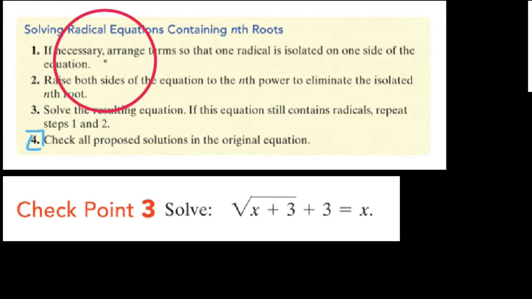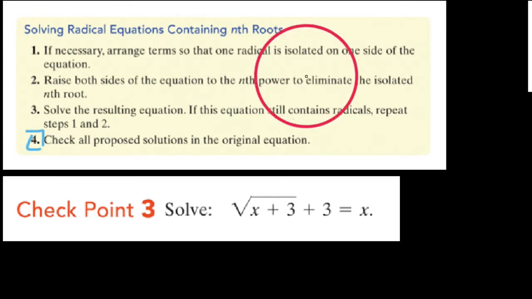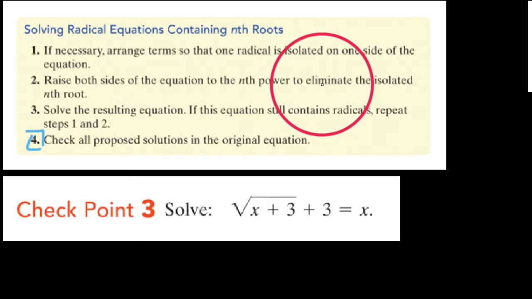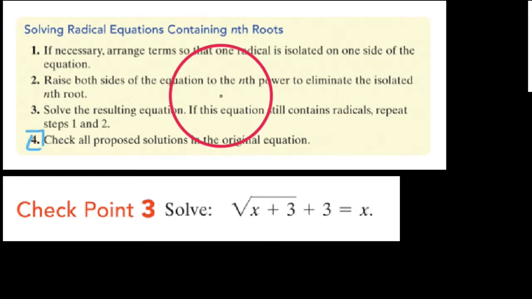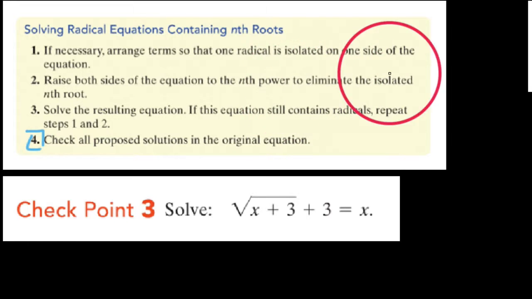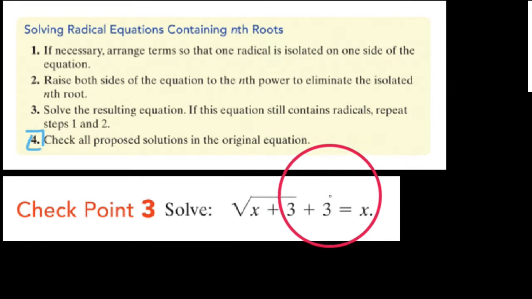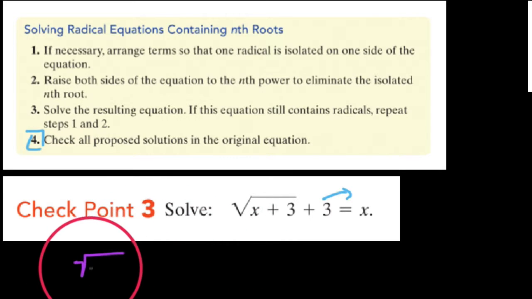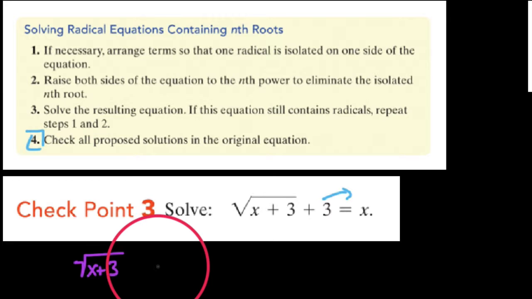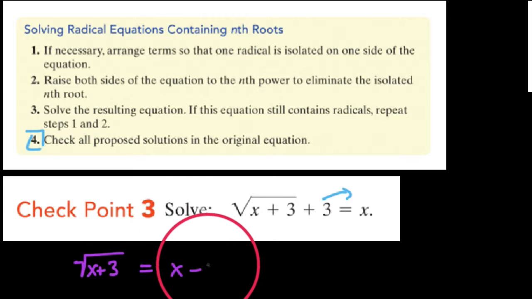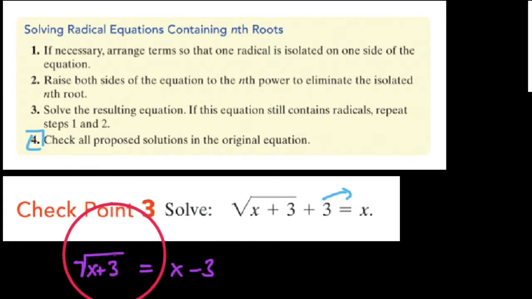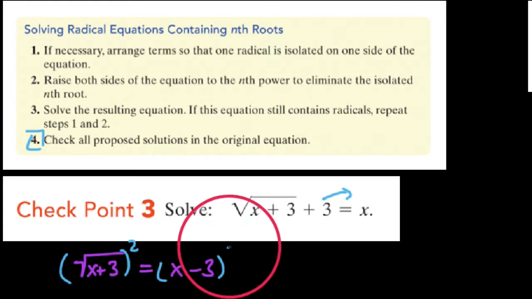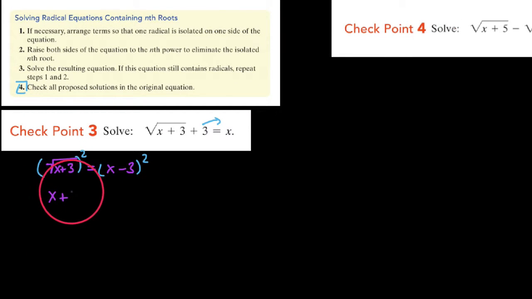It says, if necessary, arrange the terms so that one radical is isolated on one side of the equation. And then step 2 is basically raise both sides of the equation to the nth power to eliminate the isolated nth root. So on this first equation, I'm going to isolate the radical on the left side. I notice that I'm taking the square root, and our instructions said raise it to the nth power. Well, our n here is 2, so we'll just square both sides. You can see instantly how this remedies the situation of having an x inside the radical, because what you're left with is just x plus 3 on the left.